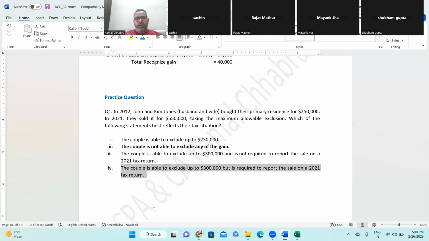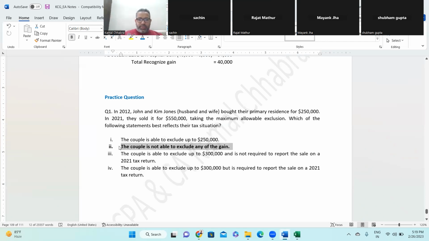Yes, sir. I'm still not able to digest why the second option is bold here. The couple is not able to exclude any gain. If it's a primary residence, at least they have given this information, they bought their primary residence, which means they are living there, and they purchased it in 2012. It's more than 5 years already. Make sense?